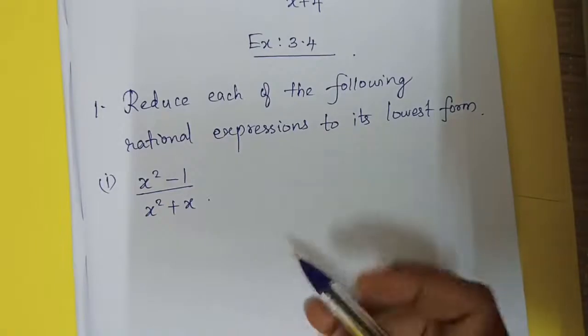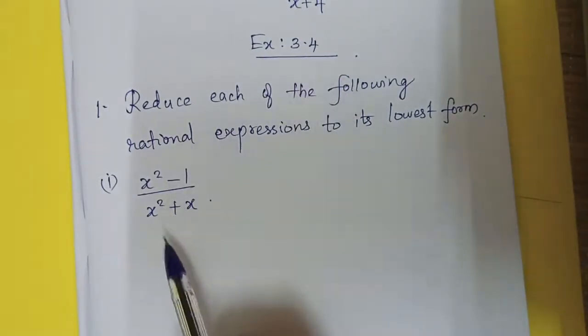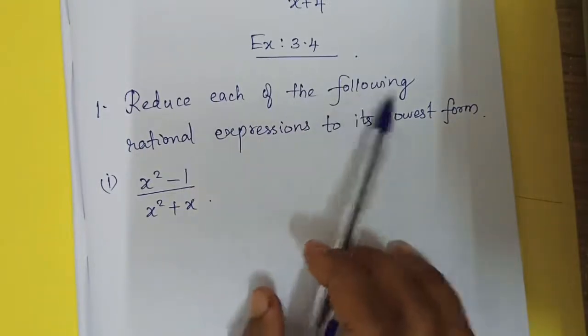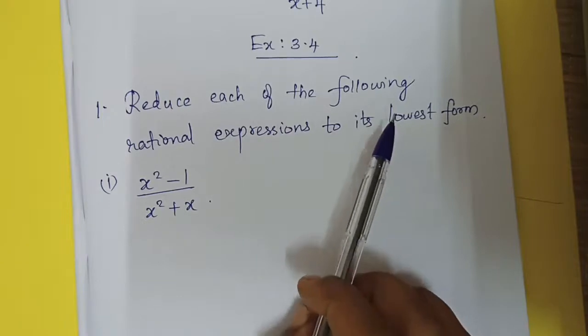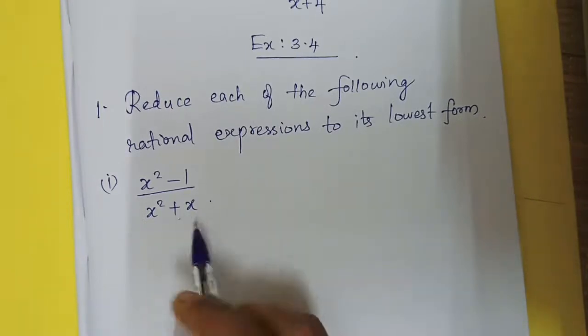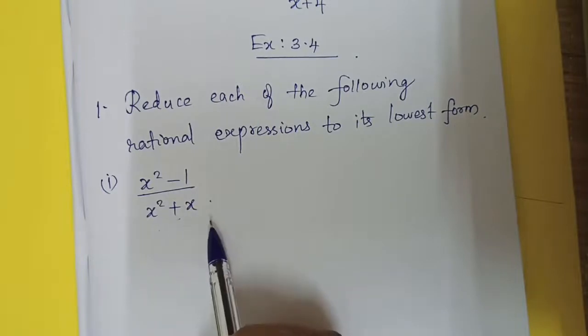Now listen, there are only 2 examples. Now exercise 3.1, first Roman, first question. Reduce each of the following rational expressions to its lowest form. Very simple problem. Let's listen. So x square minus 1 divided by x square plus x.